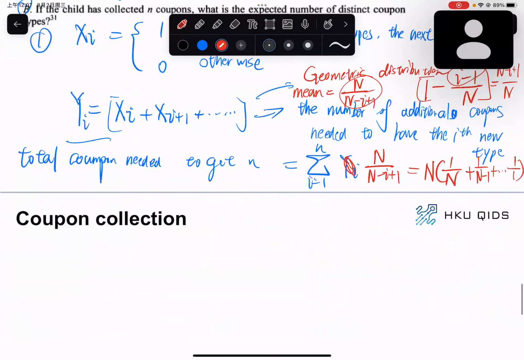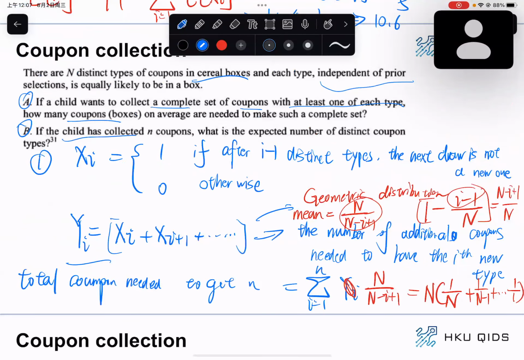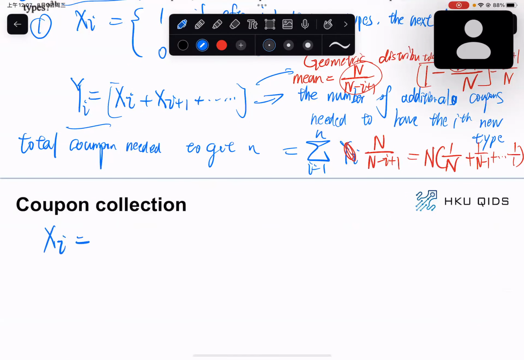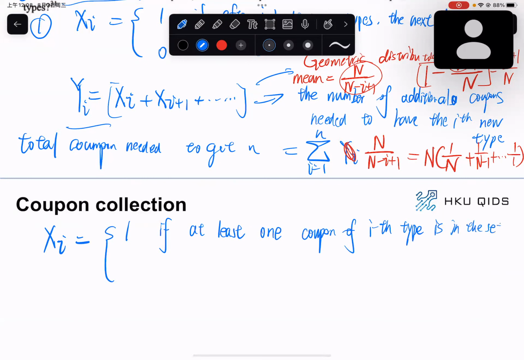So how about the B part? If the child has collected n coupons, what is the expected number of distinct coupon types? Again, we want to define a dummy variable. So this time the xi is equal to 1 if at least one coupon of ith type is in the set, and 0 otherwise. As long as we have 1 or 2, no matter 1 or 2, it is going to be denoted as 1. And 0 is otherwise.